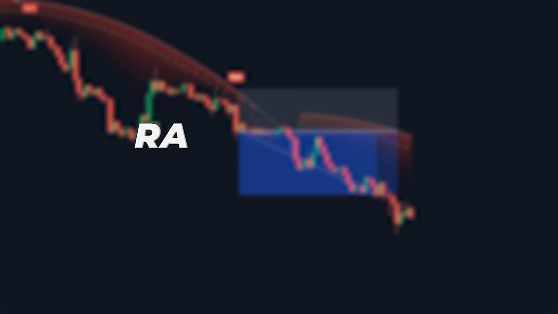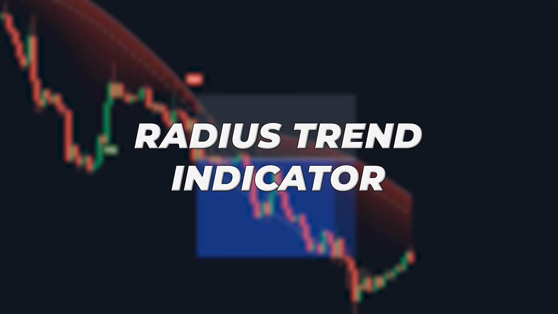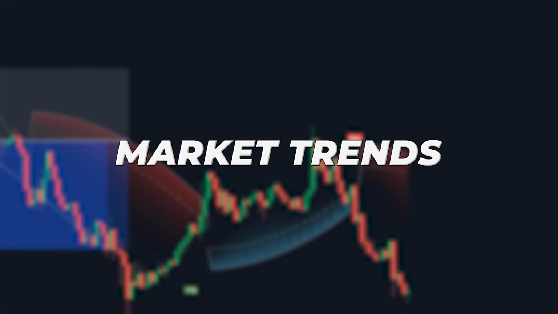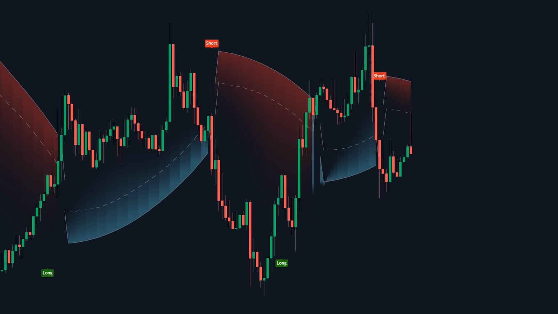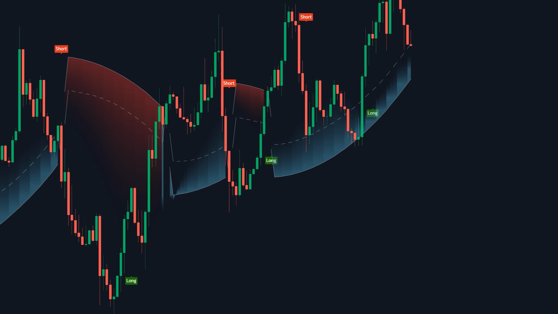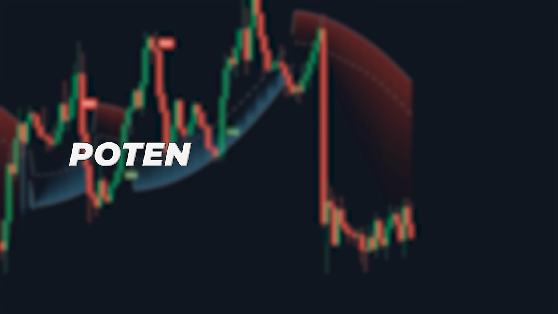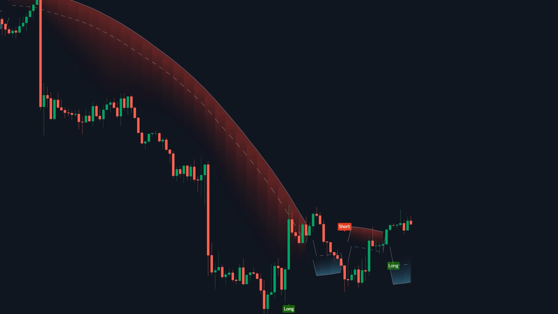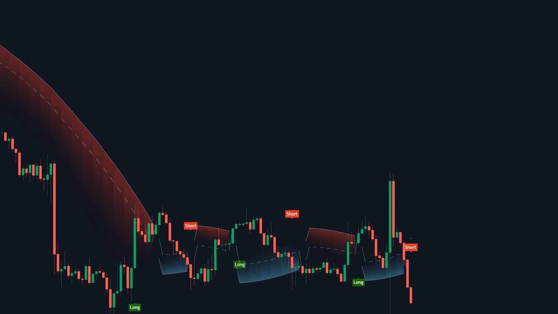In summary, the radius trend indicator provides a visually intuitive way to assess market trends, combining dynamic radius-based trend adjustments with sensitivity to volatility. It helps traders identify trends, potential reversals, and volatility shifts, making it particularly valuable in adaptive market conditions.